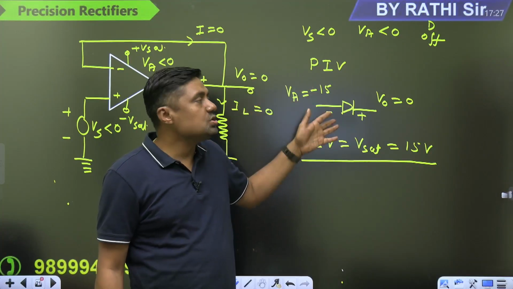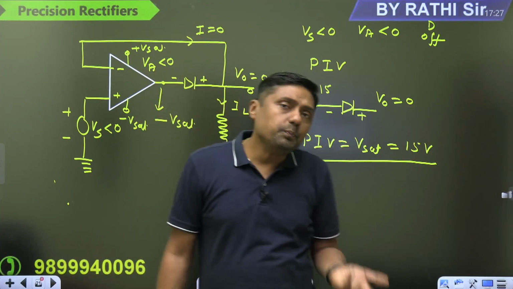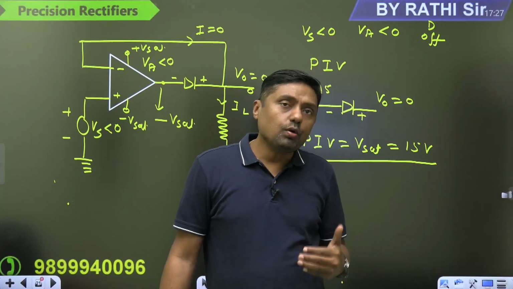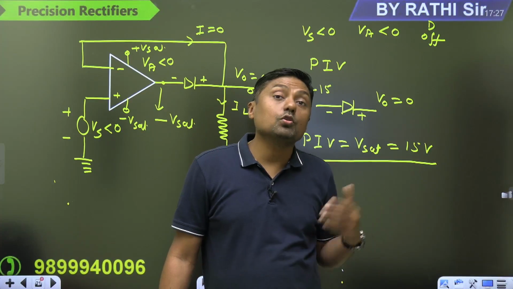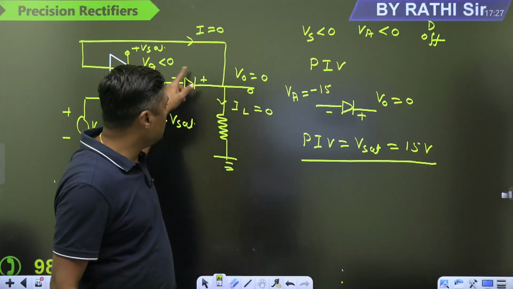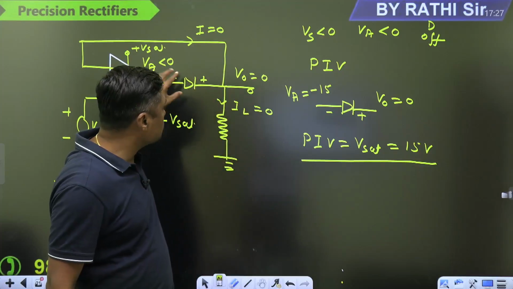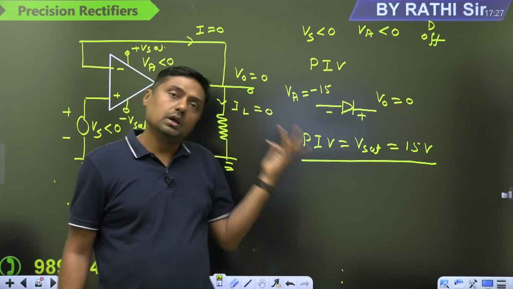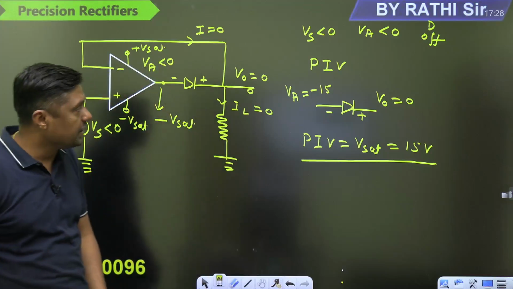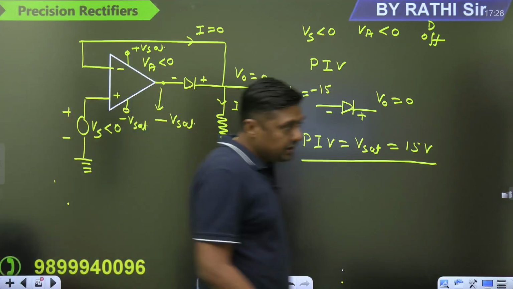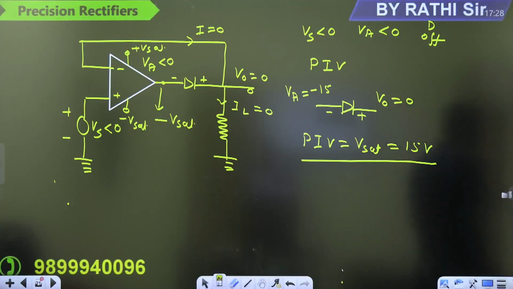The PIV is very, very high. Why is the PIV very, very high? Because during the negative half, the operational amplifier will go into saturation. And that saturated voltage will reverse bias the diode, and that's why we are getting a very, very high voltage across the diode. That's why the PIV is very, very high for this particular circuit, guys. If there is any doubt in this circuit, then yes, you can ask.